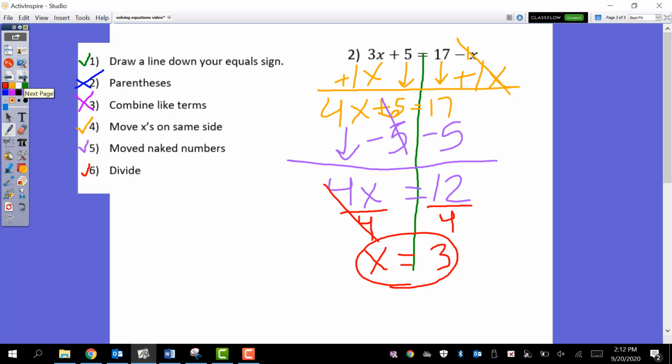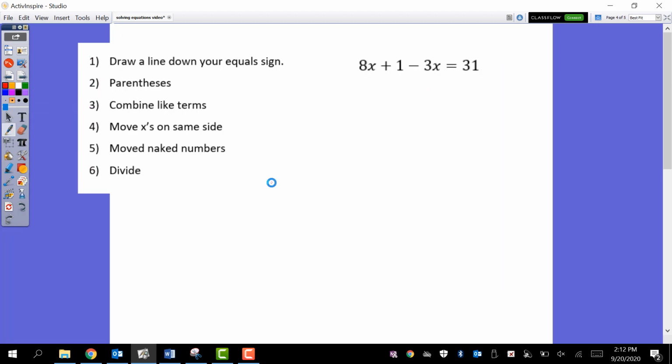Okay. Another example. There's lots of different types of equations, so we want to make sure we see some of all of them. So go ahead, you're going to write this one down. 8x plus 1 minus 3x equals 31. Write that down. I'm going to start.